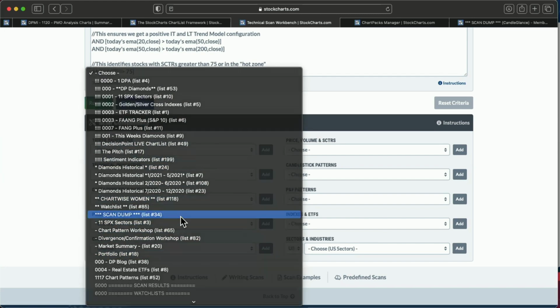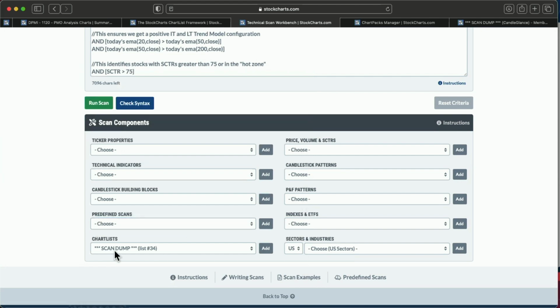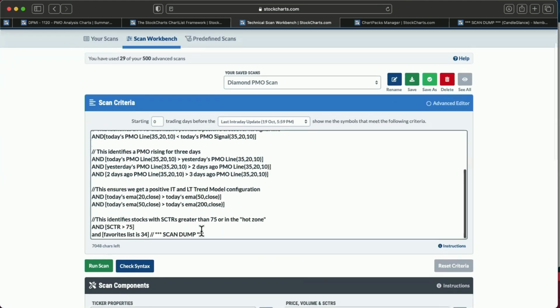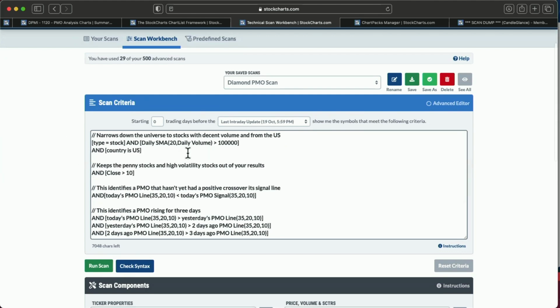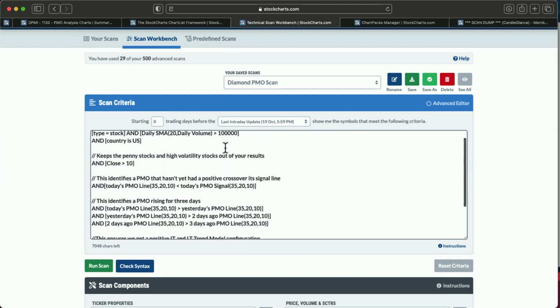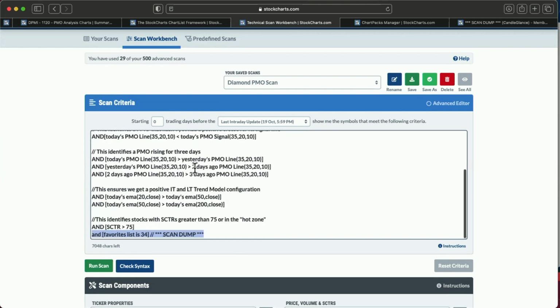It's got so much in it. So I can say, all right, I want to scan on this. So I'm going to add that to the bottom. It's going to add it to the bottom. And so now it's going to take all of this into account, but ultimately it's going to end up just looking at the stocks within my chart list. I can take this and put that at the top if I wish and overwrite that, but for the example today, I'm just going to leave it there.